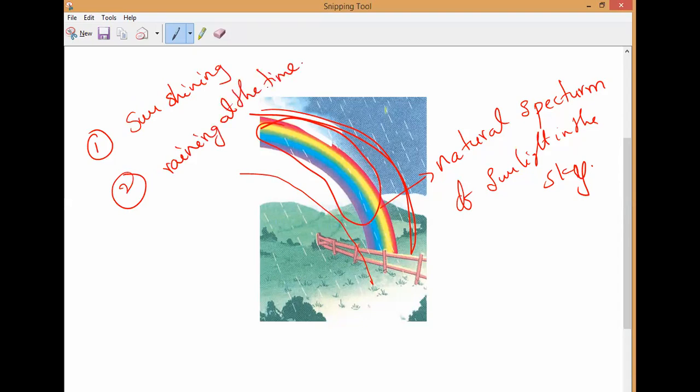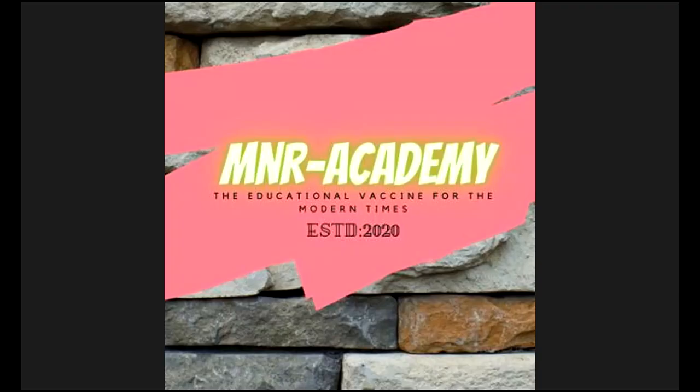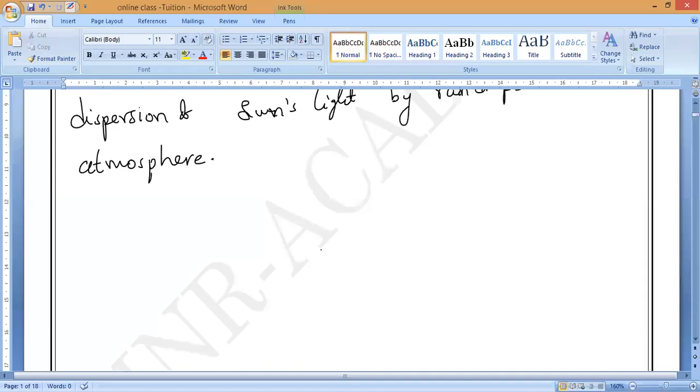Then only is it possible to form a natural spectrum called rainbow. That is what you should remember. This is the most important point, the required conditions. From this, they will form a reason-assertion also. So be very careful and note it down. If you want, you can keep a heading: required conditions. Actually, this is the most important one-mark question. They asked this question more than 10-20 times in previous board exams, because it is that important.